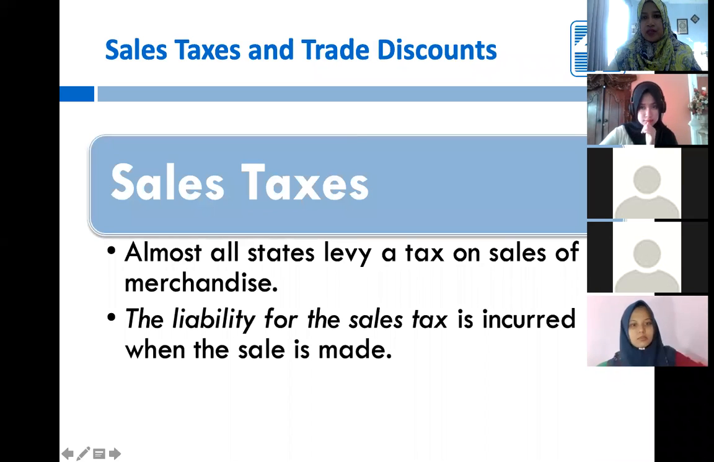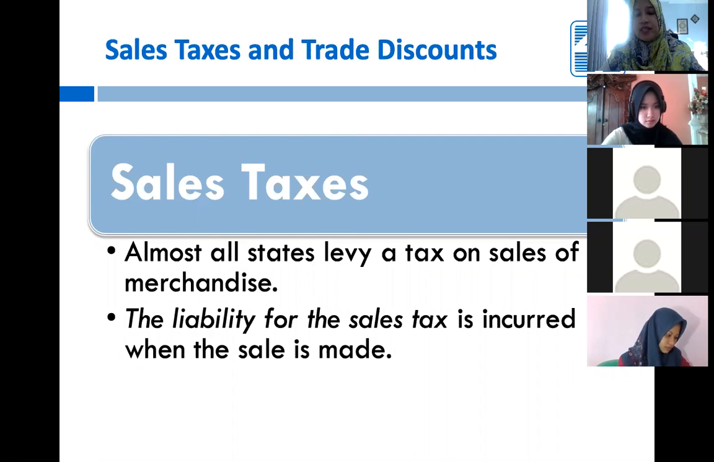Okay, moving forward, there's another issue for merchandising business, which is about the sales taxes and trade discounts. Most countries will impose a tax on sales of merchandise. Even the service industry is also imposed with service tax. If you eat at Pizza Hut, let's say, you will be charged with service tax, let's say 3% or other percentage. The same thing for merchandising business.